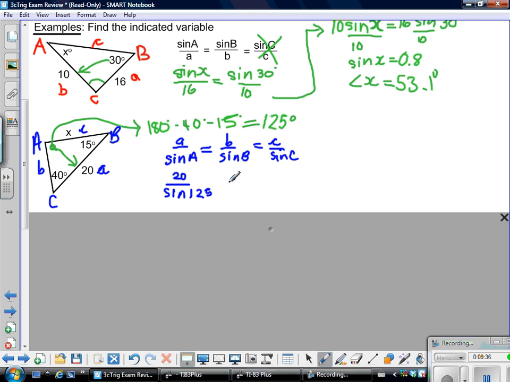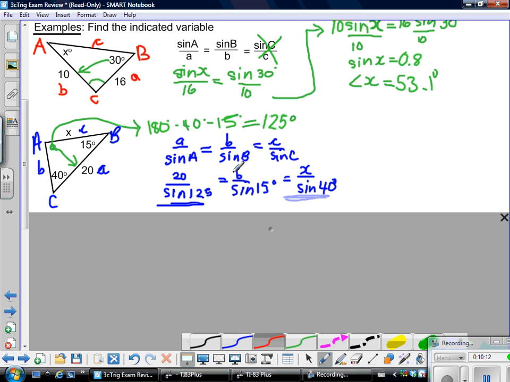B, I don't know what side B is, but I know angle B is 15 degrees. C is the x that I want to find, and the angle is 40. Now, when I look at this, I do not need all three of these ratios. Obviously I need this one here because this is the one I want to find. I want to find x. And here I know both the top and the bottom, so I want to use that. So in this case, I do not need the middle one. So I'm just going to stroke it off so that I don't use it at all.